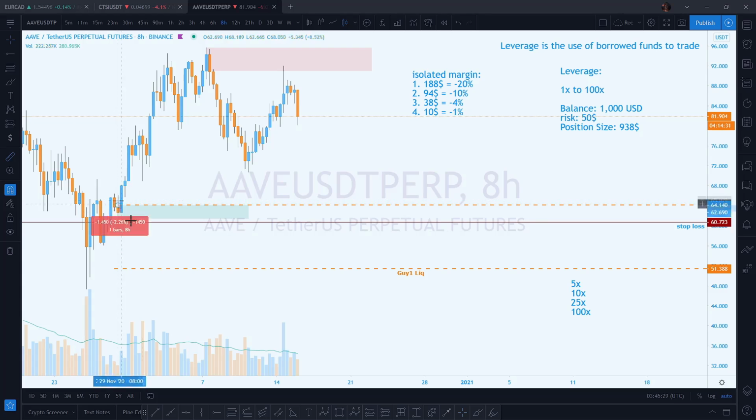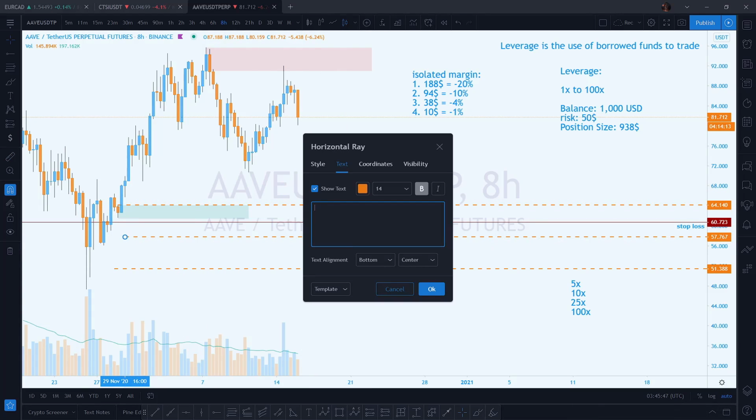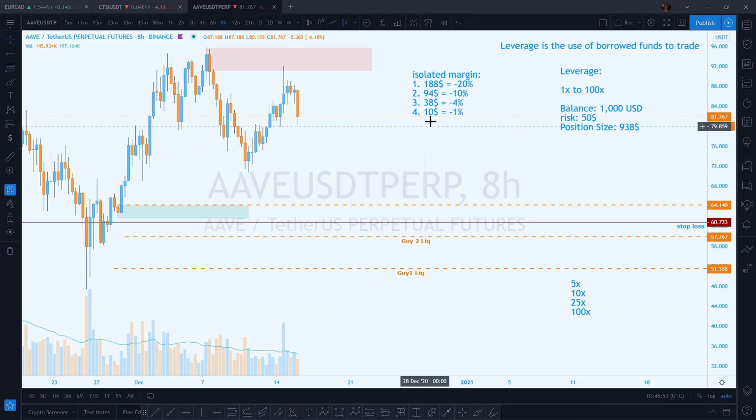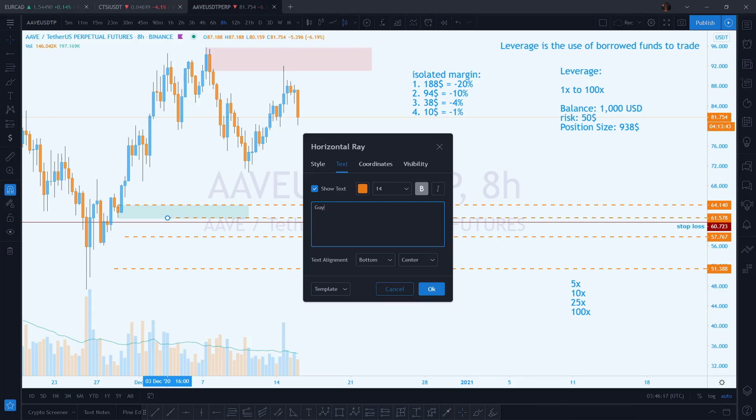That will be from here up to 10%, right? So this will be guy 2 liquidation price line. Now, where is the third guy? Just minus 4%, right? Are you seeing something already? 3.99 is also 4%. Let's do it like that. This is guy 3 liquidation price.